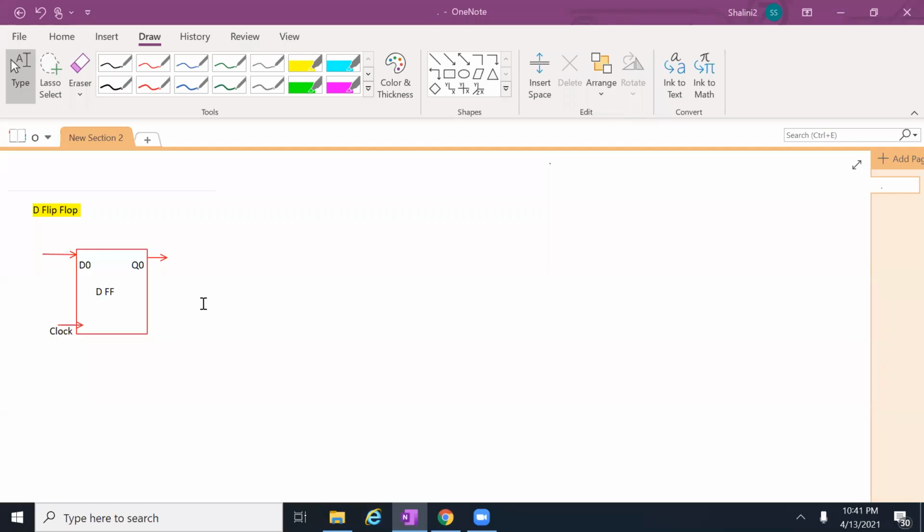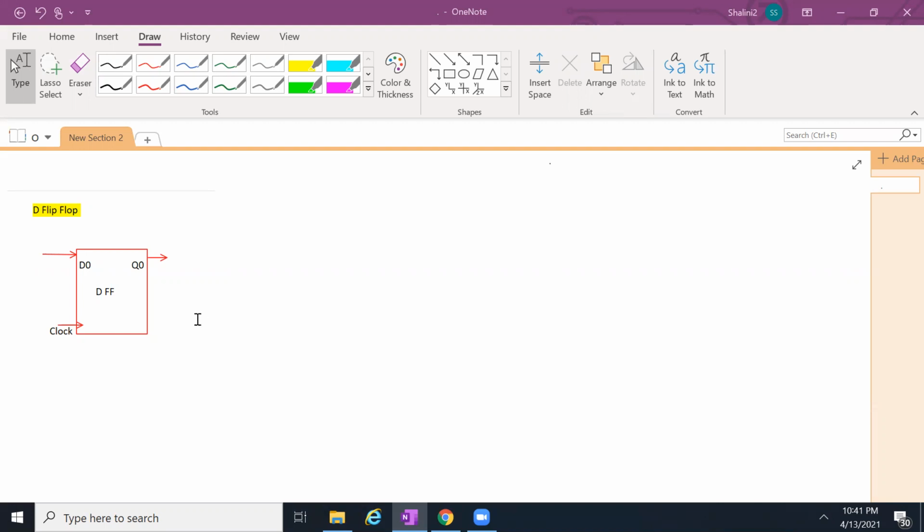Hi all. Today we will discuss the D flip flop and its working waveform, and also we will see the truth table. In the last video we already discussed the D flip flop. Here, the working of the D flip flop is not the same as the T flip flop. We'll see how it works.